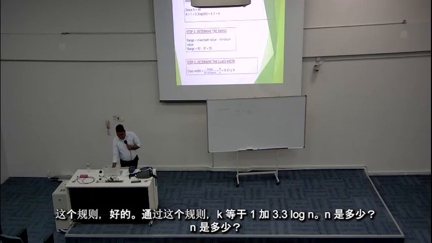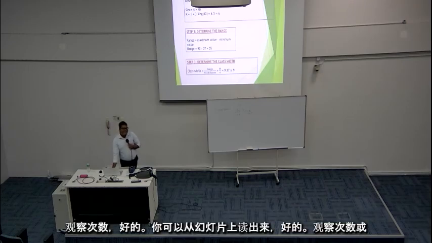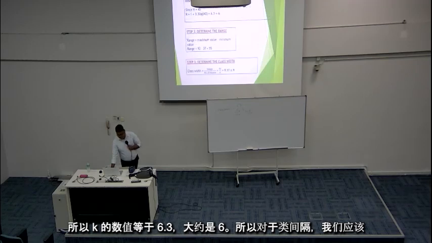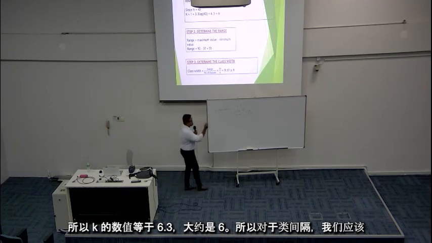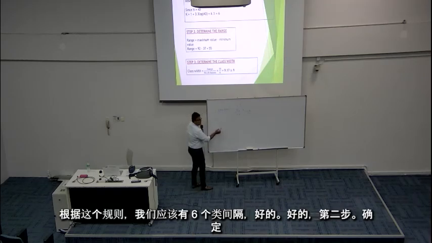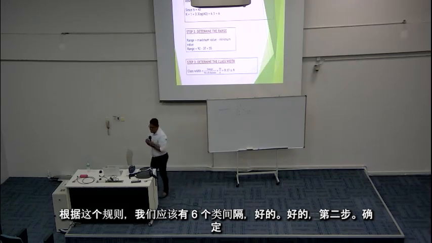What is n there? The number of observations. You can read from the slide: the number of observations, or the number of samples that we have. Since n is equal to 40 according to this data, K is equal to 6.3, so approximately 6. So for the class interval, we should have 6: class interval 1, 2, 3, 4, 5, and 6, based on this rule.